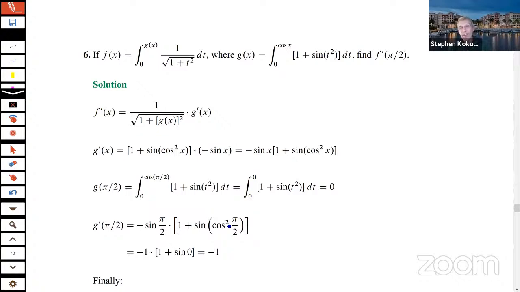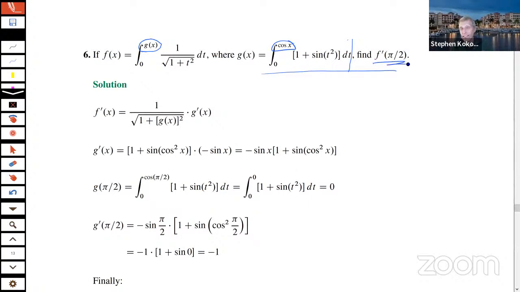Have your students try this one tomorrow morning. If f of x is equal to the integral from 0 to g of x, so now the upper bound is a general expression, g of x. And I'm going to define g of x as, son of a gun, another definite integral with a cosine of x up there. And what I want to do is find f prime of pi over 2.